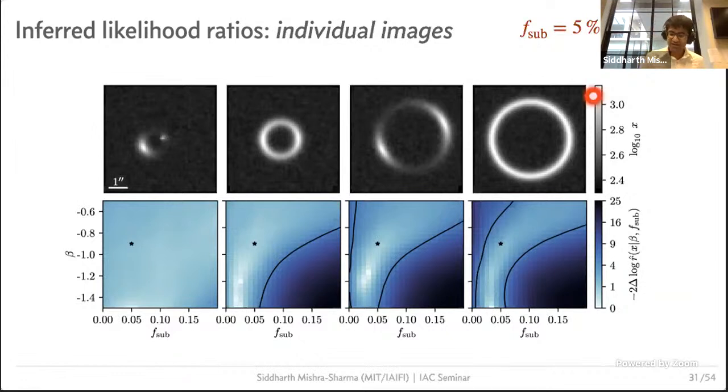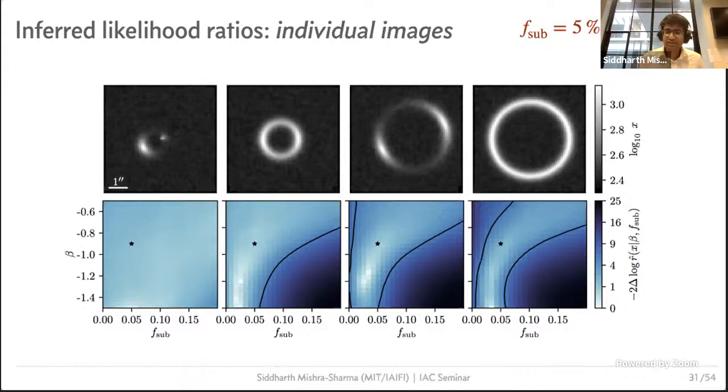Going to the rightmost image is a much more high fidelity image. In this case, we have a bigger halo with a brighter ring. And now we have better constraints on the mass function parameters of interest.